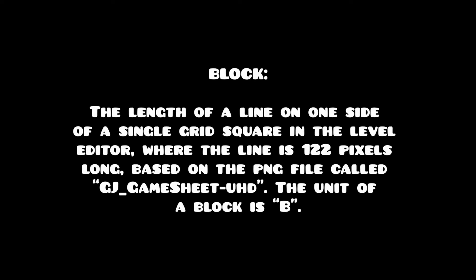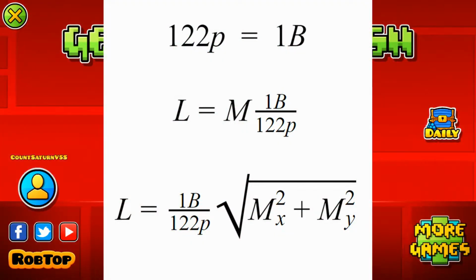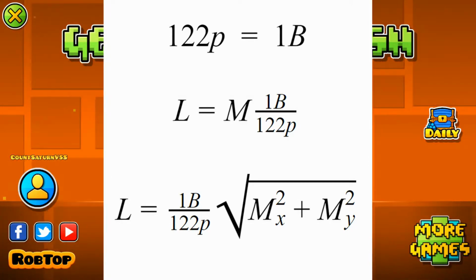Now, the official definition of a block is the length of a line on one side of a single grid square in the level editor where the line is 122 pixels long, based on the PNG file called GJ_GameSheet-UHD. The unit of a block is capital B. Now the correct equations are the following. Just replace 120p with 122p.